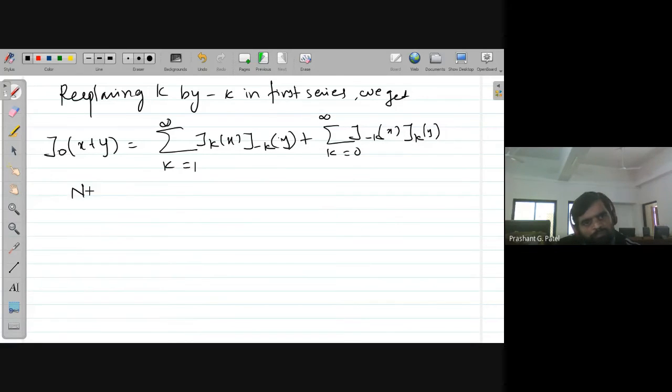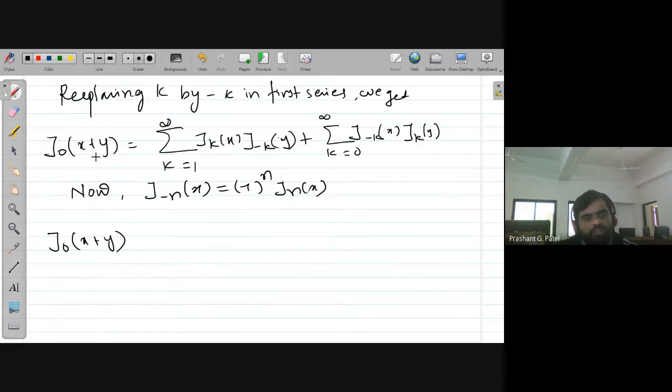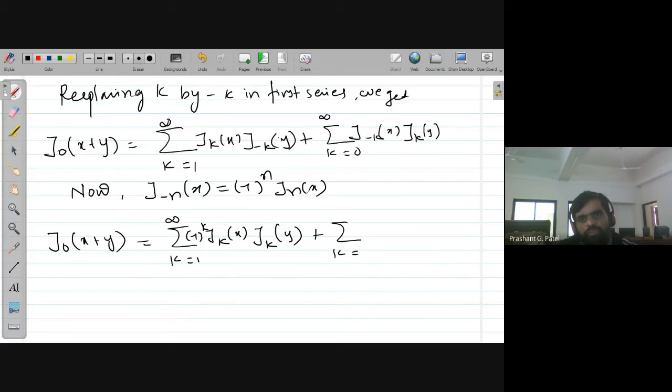Now we know this relation of Bessel's function, that is J minus n x is equal to minus 1 raised to n times Jn x. So using this, J0 at x plus y will be the summation k running from 1 to infinity of Jk x, and this J minus k y will be written as Jk y into minus 1 raised to k, plus the summation k running from 0 to infinity. Here also we can use that Jk x and Jk y is there.